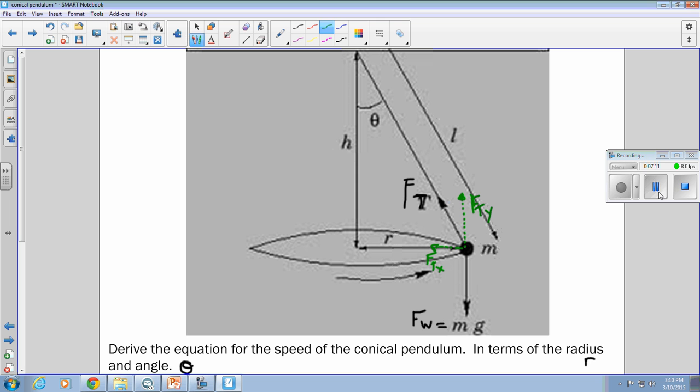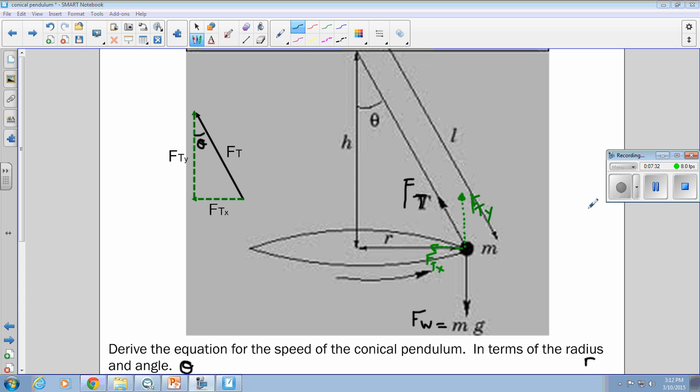So let's redraw that and see visually what I'm talking about. So we've taken our vectors and the components and we've made a triangle out of it just to clarify what we're talking about. And we want to know what force tension is equal to.